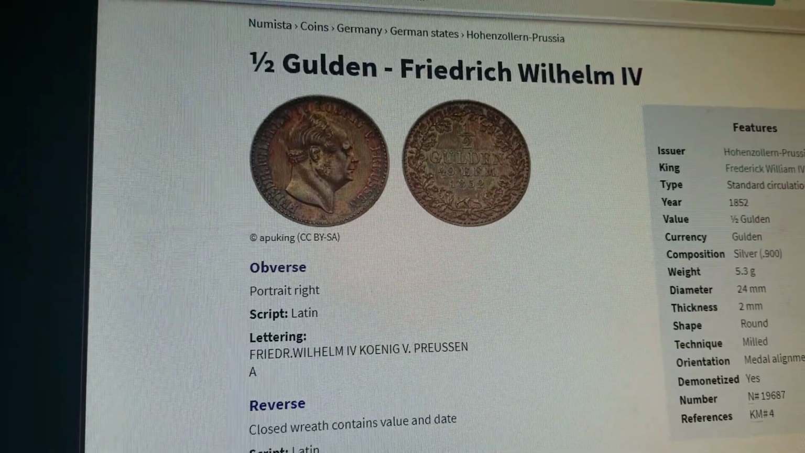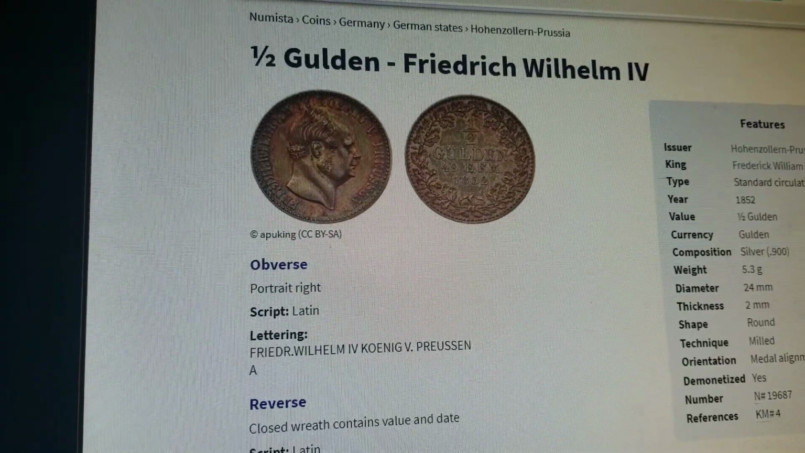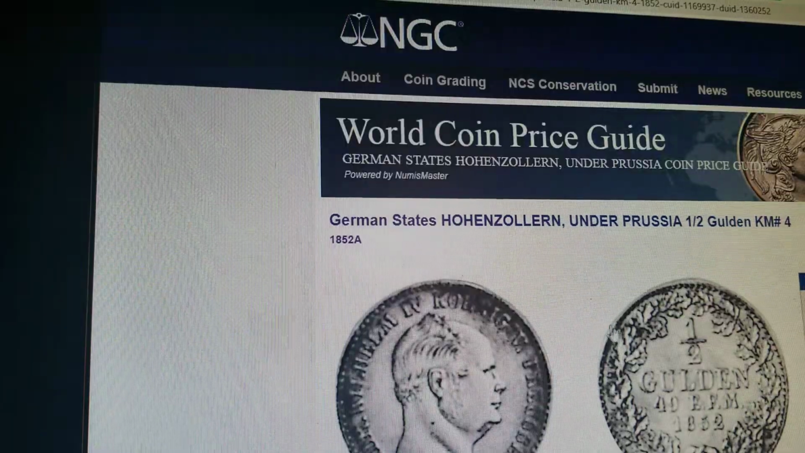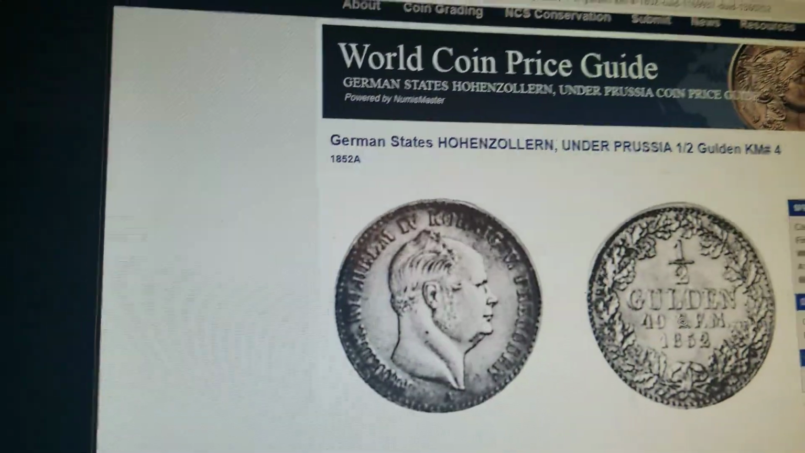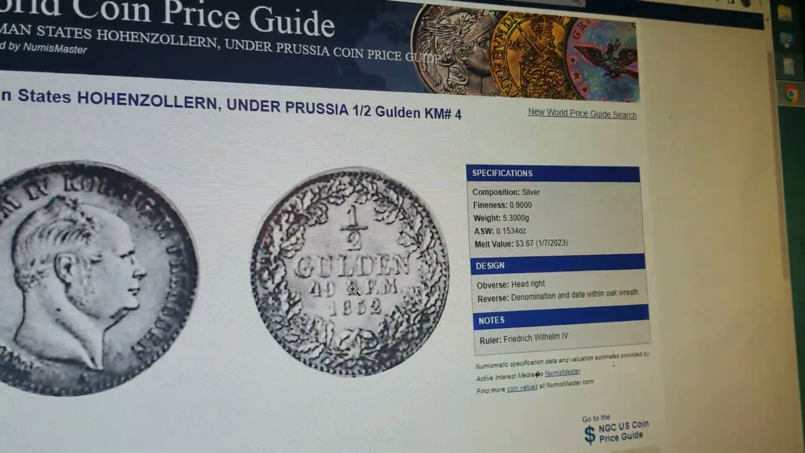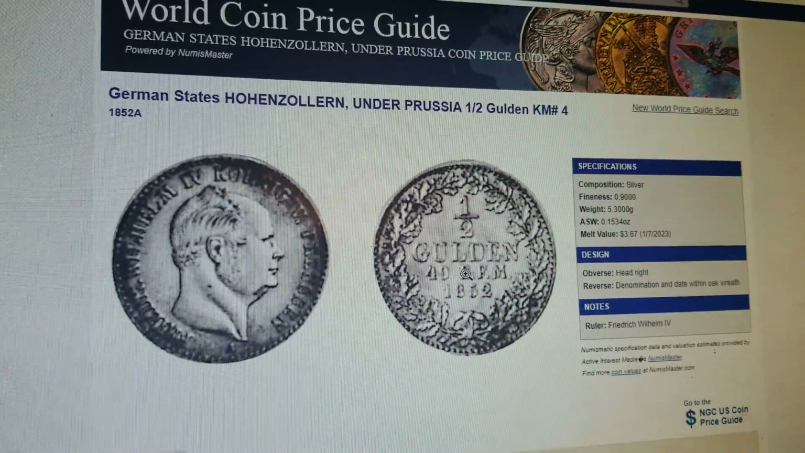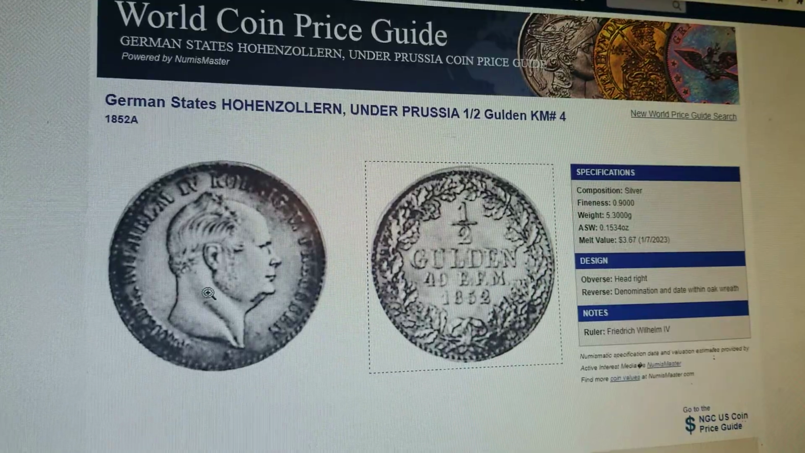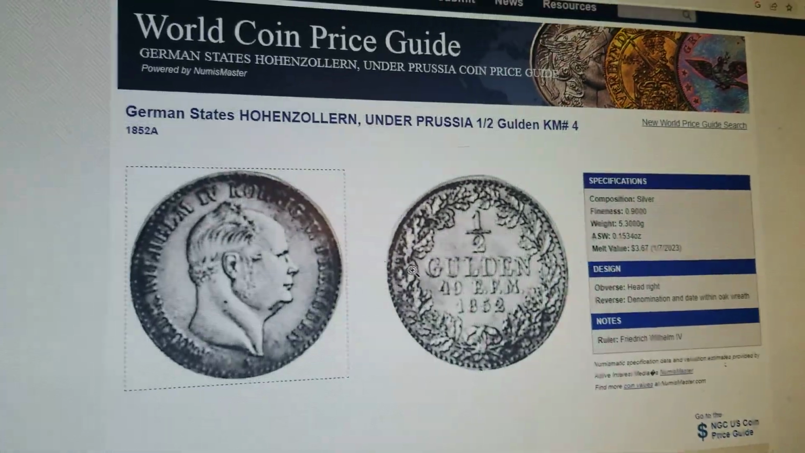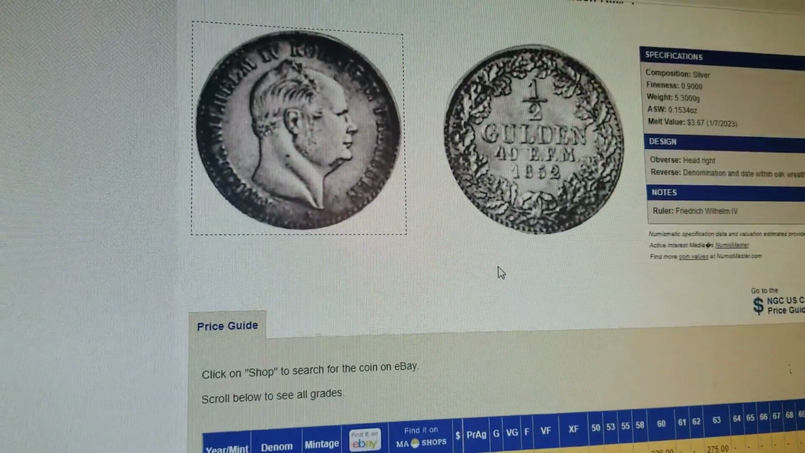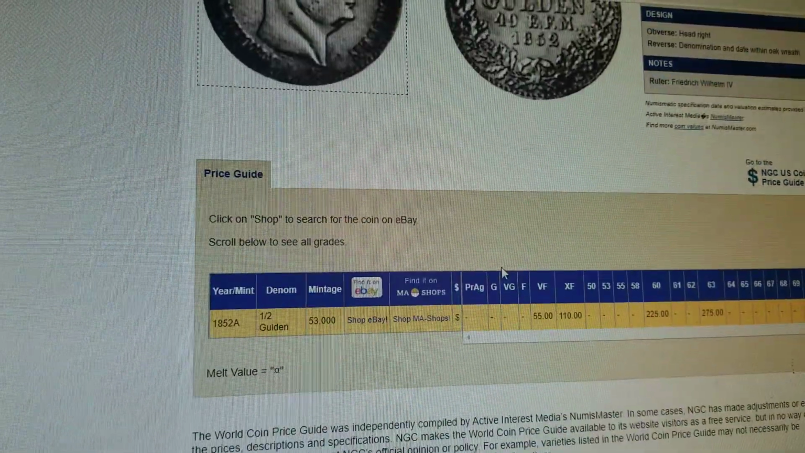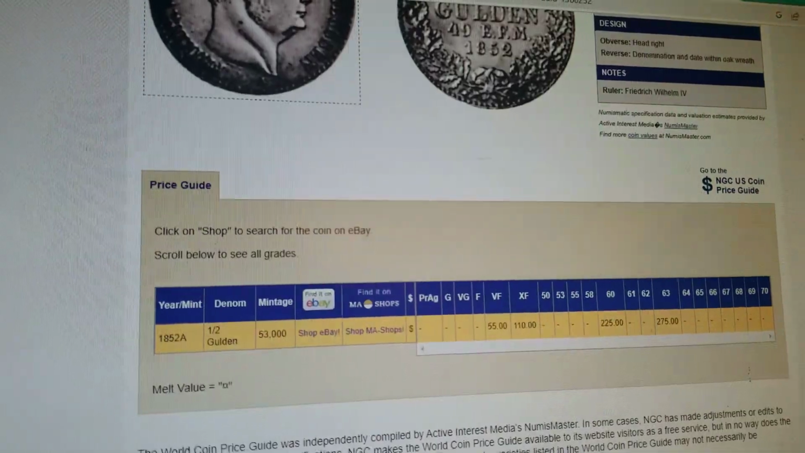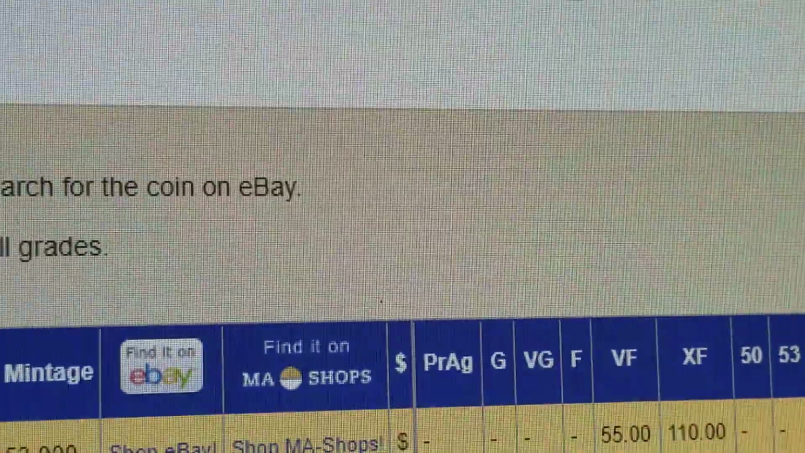But this is a numismatic find. So let's look at it in NGC real quick. All right, $3.67. Half gulden. We can look at this one. Oh, it doesn't zoom very well. Yeah, what you see is what you get. It was a 1-year issue of 1852. And here are the values. Let's zoom in on that.